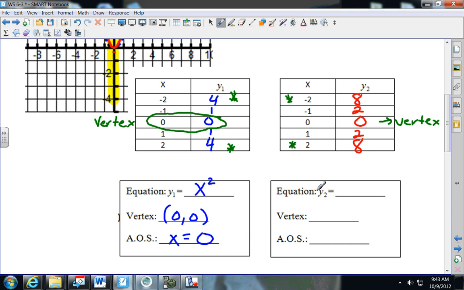The next one over here, for my equation, I know it's got to be some kind of x squared because it's a parabola. Now we just went through and said, how are we getting from the parent function to these numbers in the red? Multiplying times 2, right? The coefficient should be 2. We'll talk more about this in a little bit. The vertex, again, is 0, 0. My axis of symmetry is still the same. X equals the x number of the vertex, which is x equals 0.